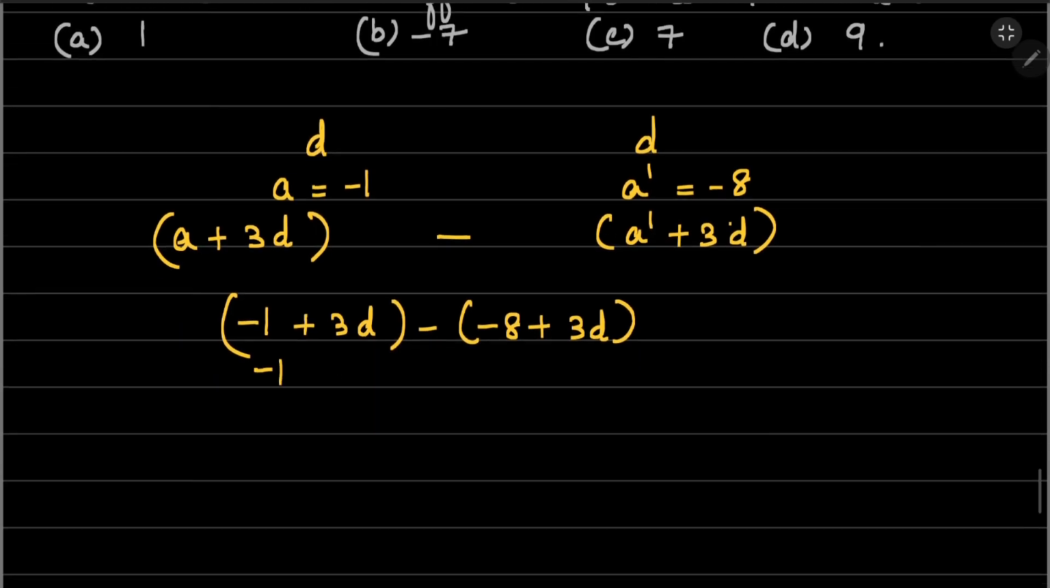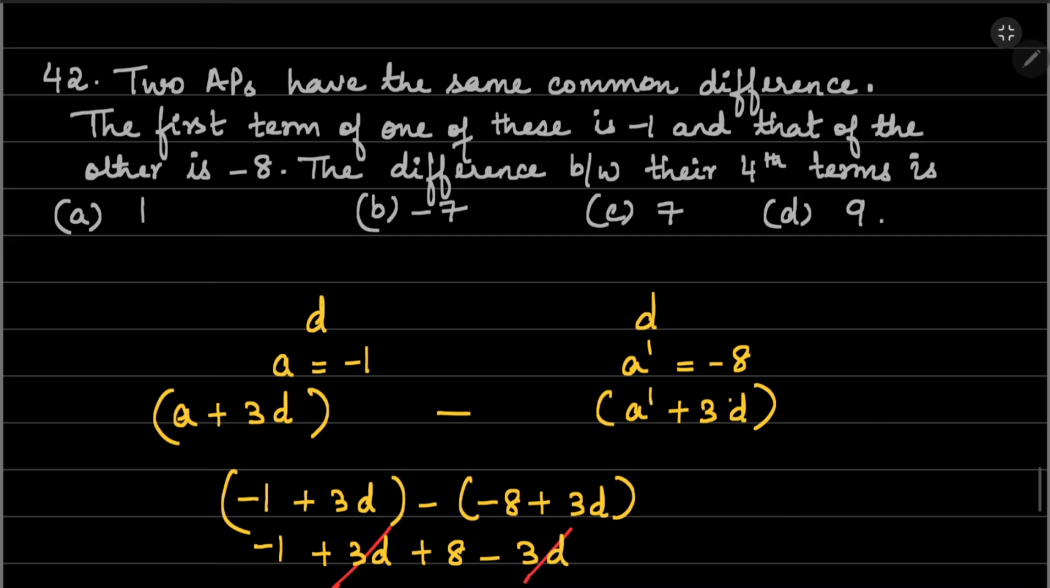So you can open the bracket: -1 plus 3D, minus into minus is +8 minus 3D. So plus 3D minus 3D would get cancelled. And what will be left is 8 minus 1. 8 minus 1 is 7. So the correct answer is option number C, which is 7.